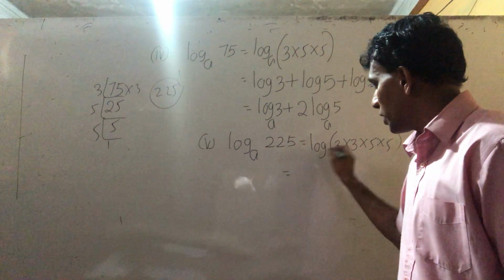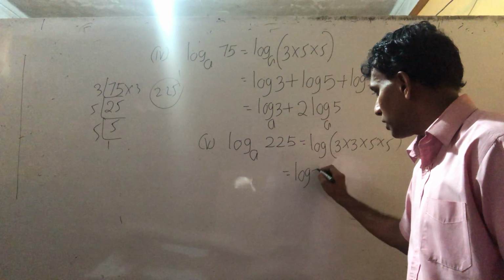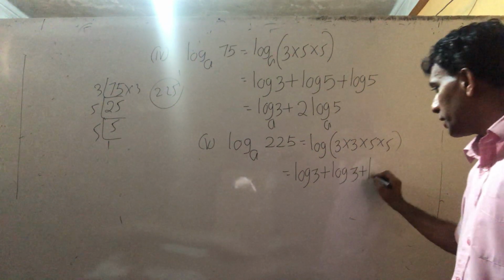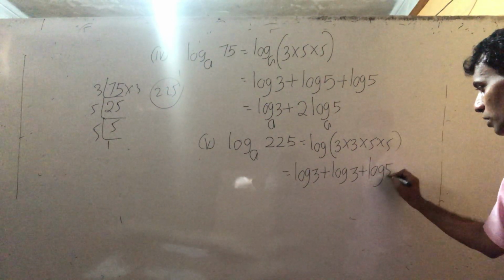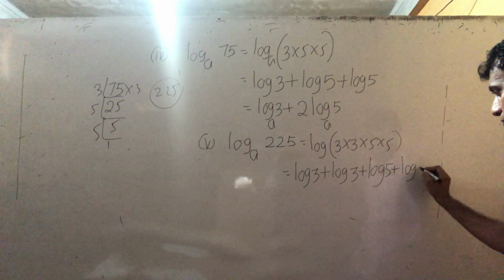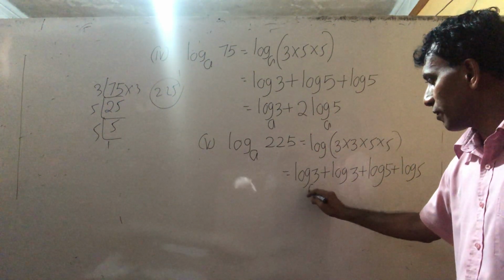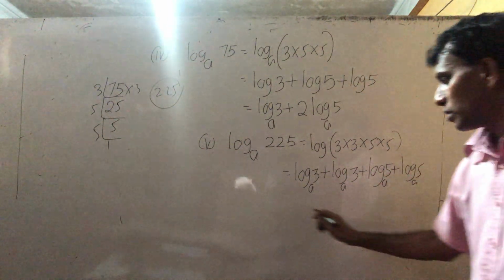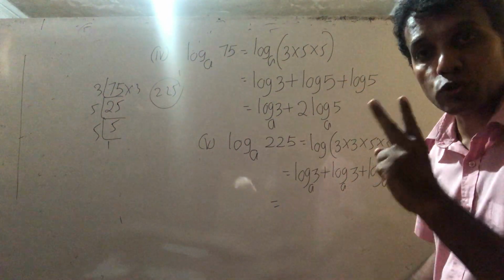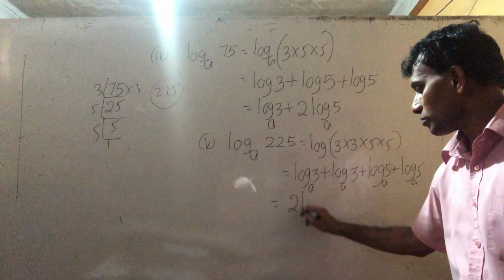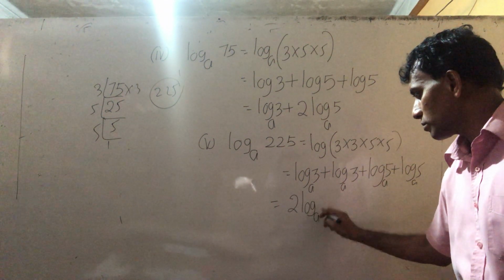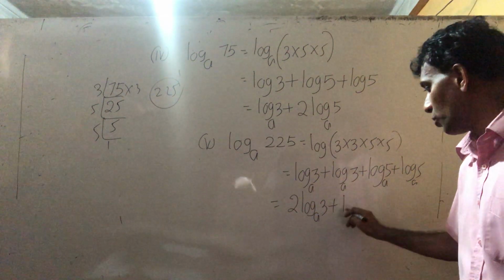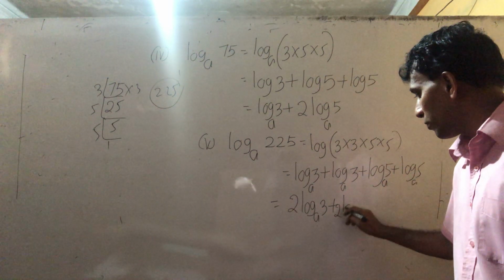So now multiply: logarithm 3 plus logarithm 3 plus logarithm 5 plus logarithm 5. The bases are a, right? All the bases must be equal, then only we can use the rules. So log 3 plus log 3 is 2 times log 3, and log 5 plus log 5 is 2 times log 5. Don't say any log 10, that is the wrong way.